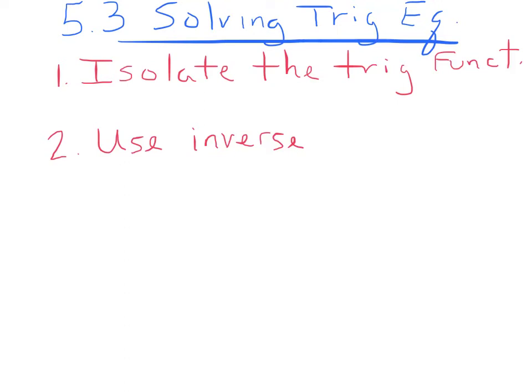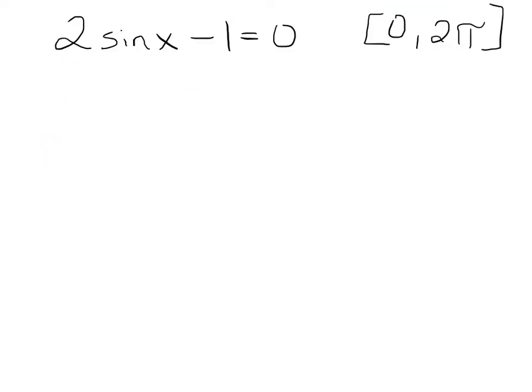Okay, in section 3 here, we're going to start looking at solving trig equations. And really, solving trig equations has the same goal as solving any other equation. We want to get the variable to be isolated. And to do that, we first have to isolate the trig function itself, and then use the inverse function in order to isolate the actual variable. Okay, so let's look at some examples.